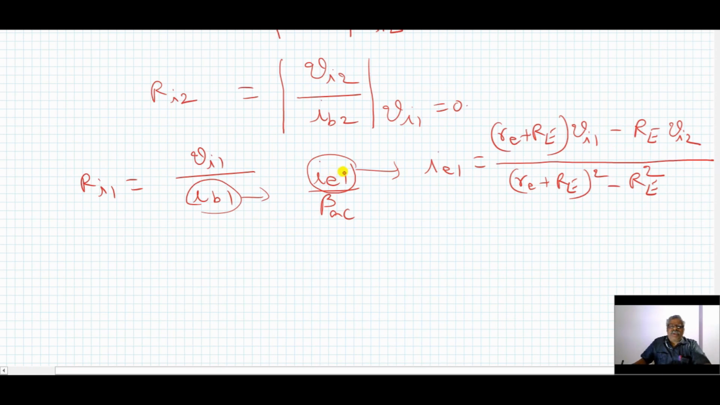So here we have to apply the condition. What is the condition? Because we are calculating for the first transistor, we have to set Vi2 equal to 0. So if you set Vi2 to 0 in this equation, this component will become 0. So in the numerator, what remains? Re plus Re into Vi.